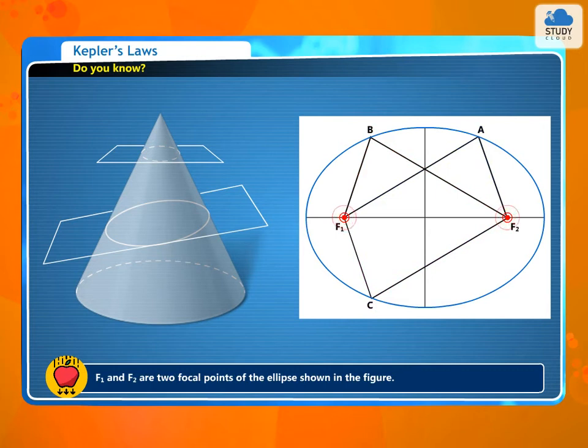F1 and F2 are 2 focal points of the ellipse shown in the figure. If A, B and C are 3 points on the ellipse, then AF1 plus AF2 is equal to BF1 plus BF2, which is equal to CF1 plus CF2.